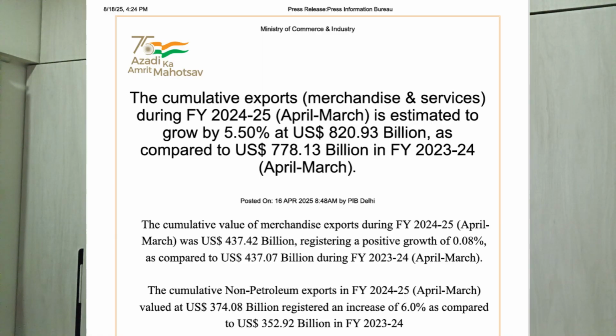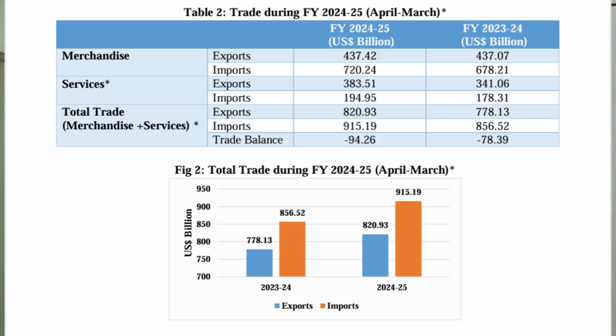As per the press release by PIB, total exports, merchandise and services during FY 24-25 were USD 821 billion against USD 778 billion in FY 23-24. Total imports during FY 24-25 were USD 915 billion compared with USD 857 billion during FY 23-24. Consequently, the trade deficit increased to USD 94 billion.